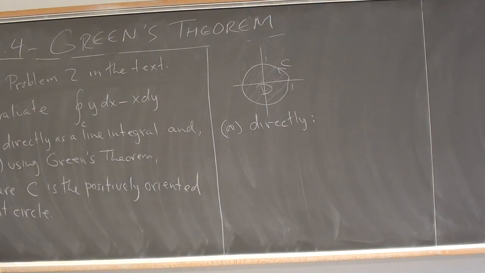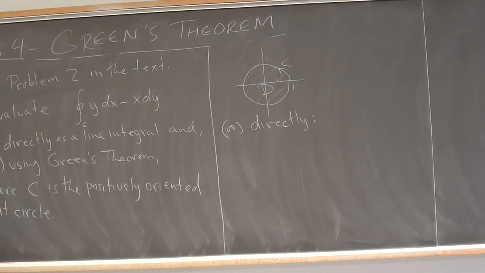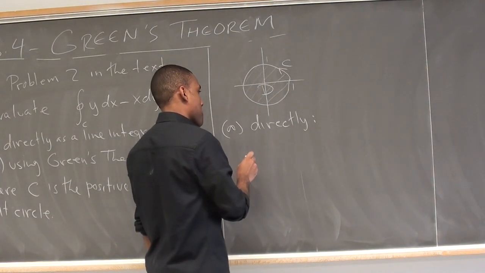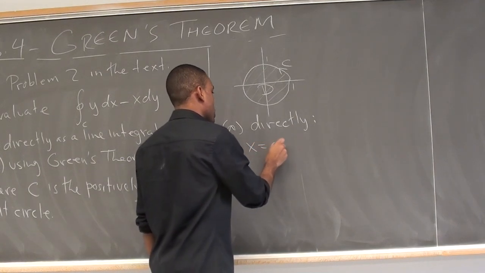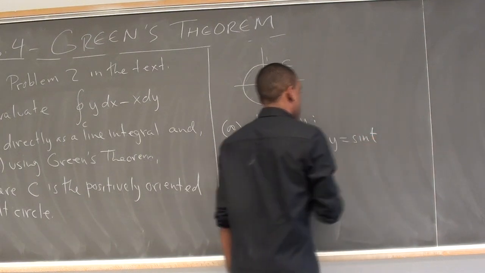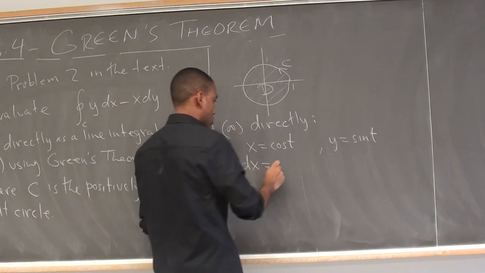How do we compute this directly? What do we need to do? Polar. Parameterize it using polar coordinates. So how would you parameterize it? x equals cosine t, y equals sine t. Then dx is negative sine t dt.